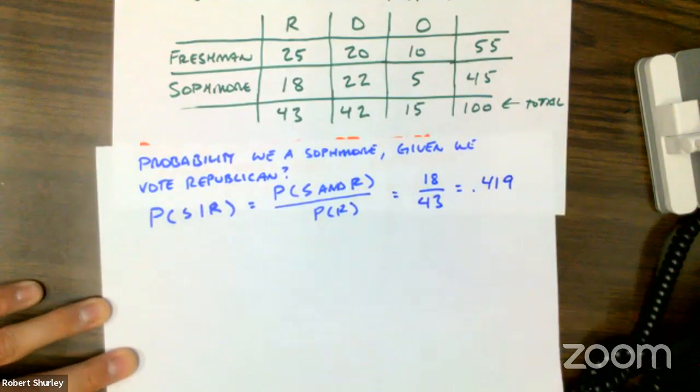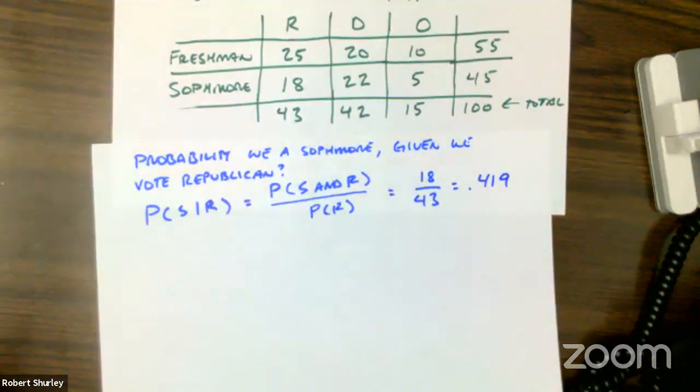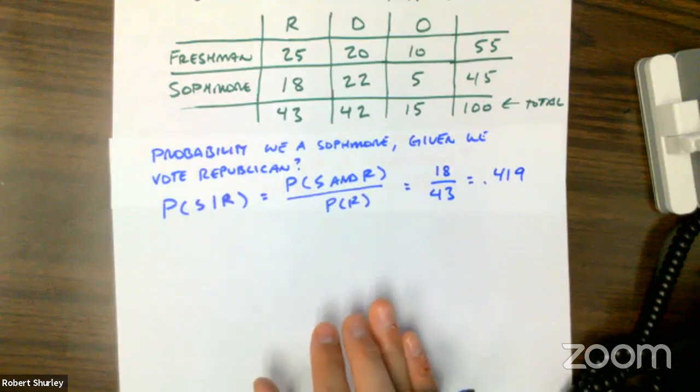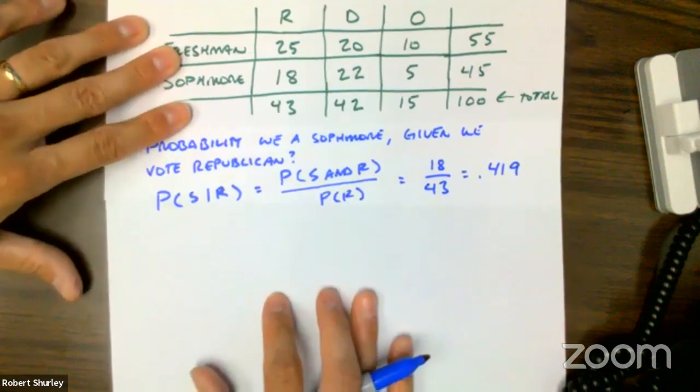So about 41.9% are a sophomore given that they're Republican, okay? Given that they vote Republican, okay? Questions about this? That makes sense. Okay, I'm going to give you a few more and I want you to try them.